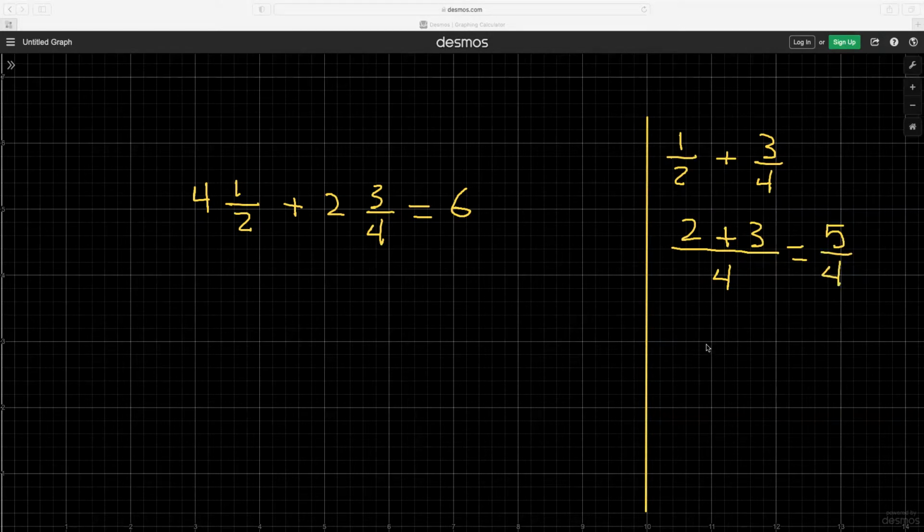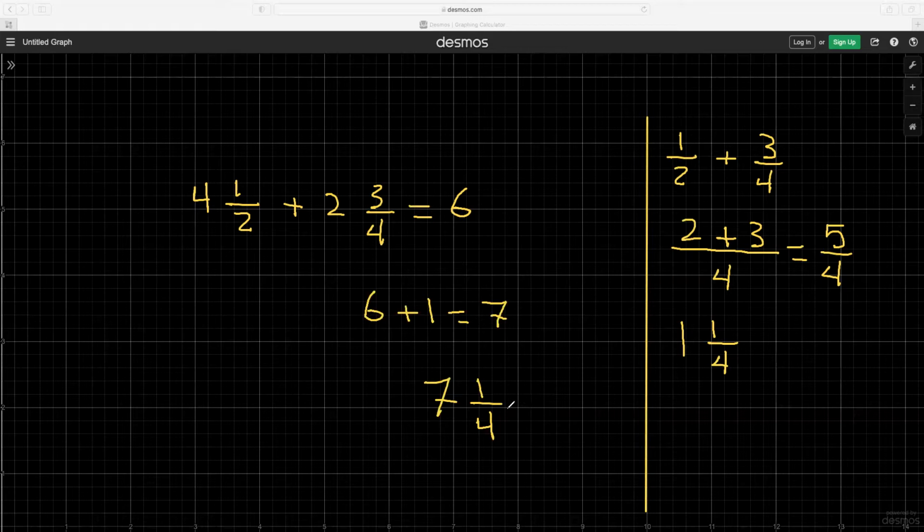5/4. To change this into a mixed number, we see how many times 4 can go into 5. And 4 goes into 5 one time with a remainder of 1. And we put that over 4. And now we want to add this whole number to the 6, which will be 7. And then we will stick the 1/4 right beside the 7. And then we'll have 7 and 1/4 as our final answer.